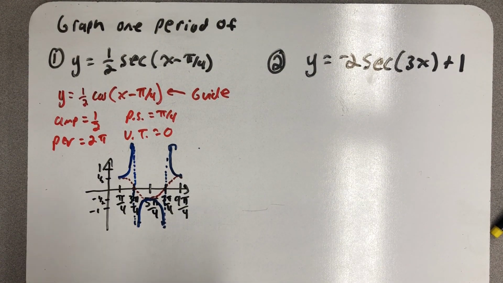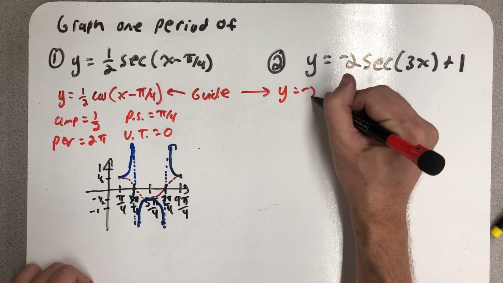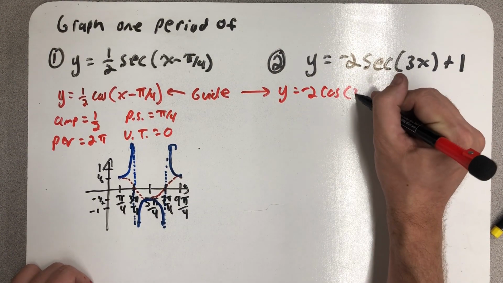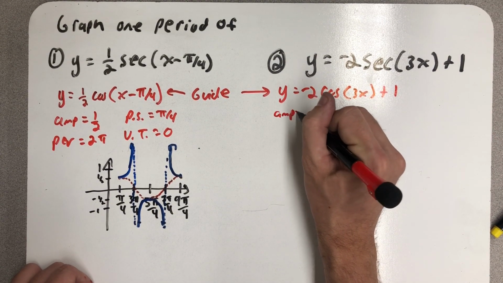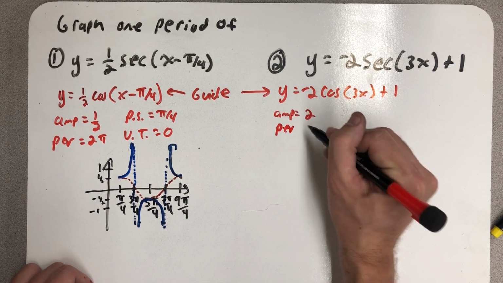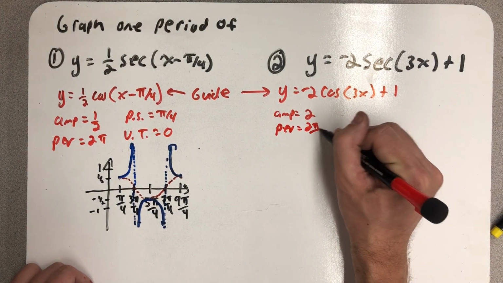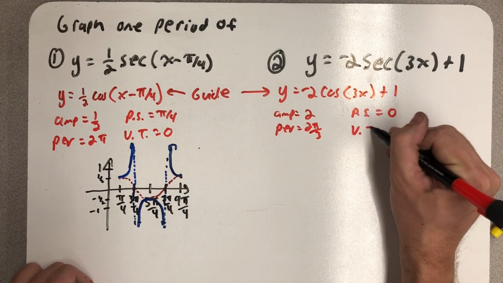All right, my guide function over here is going to be y equals minus 2 cosine of 3x plus 1. The amplitude is 2. The period will be 2 pi over 3. My phase shift is 0. And we're moving up 1.